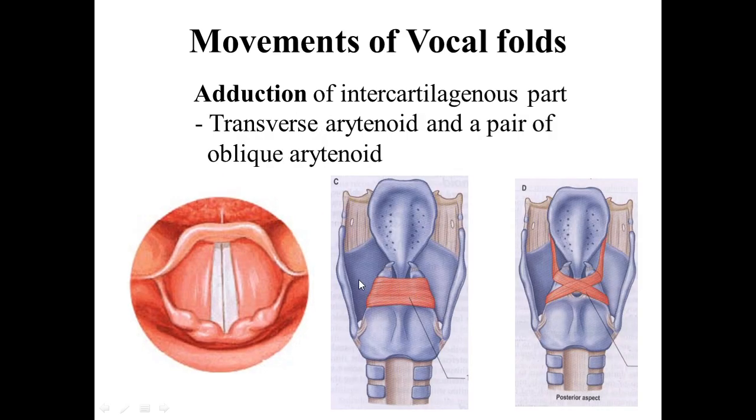Then adduction of the intercartilaginous part, that means the posterior 2/5 part, is caused by the transverse arytenoid muscle and a pair of oblique arytenoid muscles. So adduction of the intercartilaginous part is caused by the transverse arytenoid and a pair of oblique arytenoid muscles.